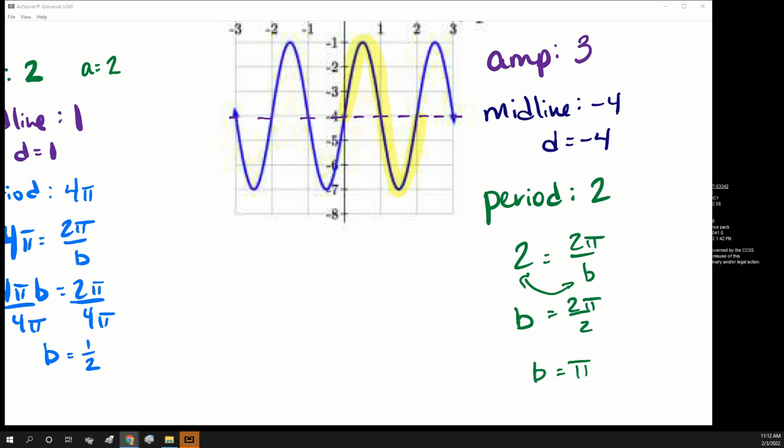So we're ready to put everything into our ABCD, or no C yet. We'll talk about C tomorrow. ABD. All right, so amplitude is first, and then we agree this looks like a sine. And then B goes in front of x. And then D, your midline, is subtracted at the end.